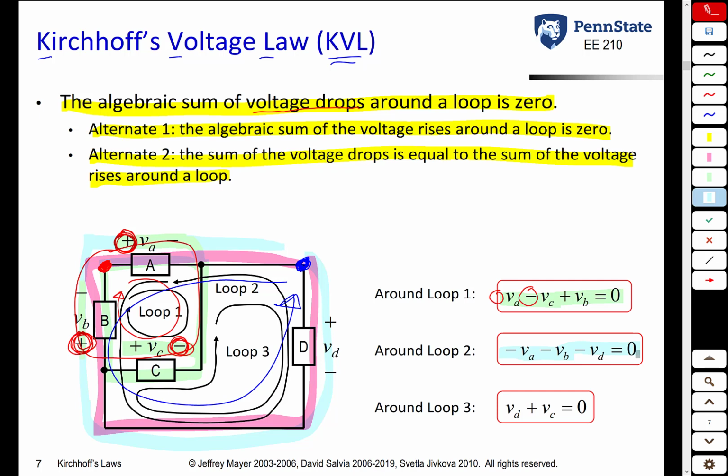But regardless of whether I go clockwise or counterclockwise, regardless of whether I start at this node on the top right or the node on the bottom left, regardless of whether I do voltage rises or voltage drops, the equation might look different, but once you manipulate it, you'll see that they all give you the exact same equation. So there are multiple ways you can construct the equation. When it's all said and done, it is the same equation.